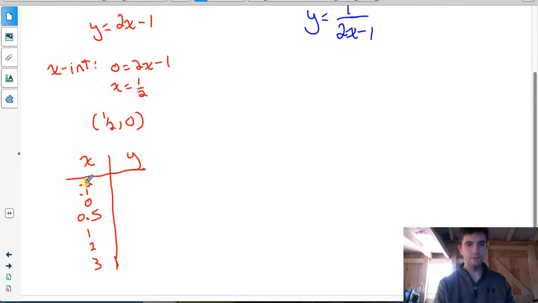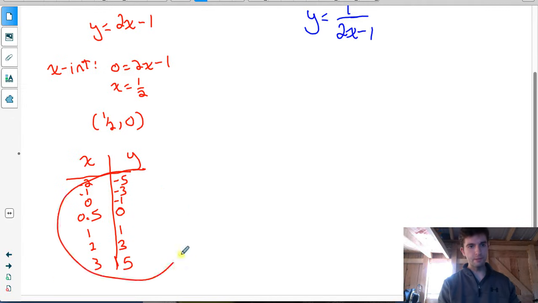So now let's calculate the y values that go with each of these x values by plugging them into this function, y equals 2x minus 1. If I plug in -2, I would get a y value of -5. Plug in -1, I get a y value of -3. Plug in 0, I get -1. Plug in 0.5, I get 0, the x-intercept. We already knew that. Plug in 1, we get 1. Plug in 2, I get 3. Plug in 3, I get 5.